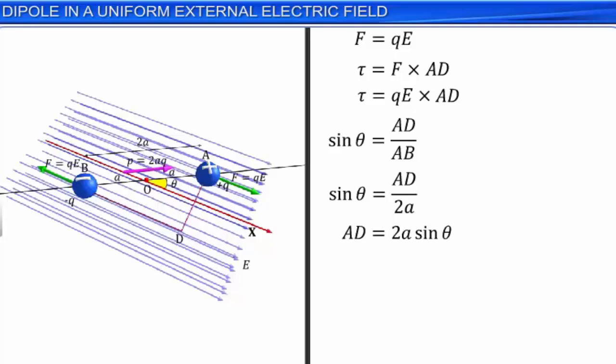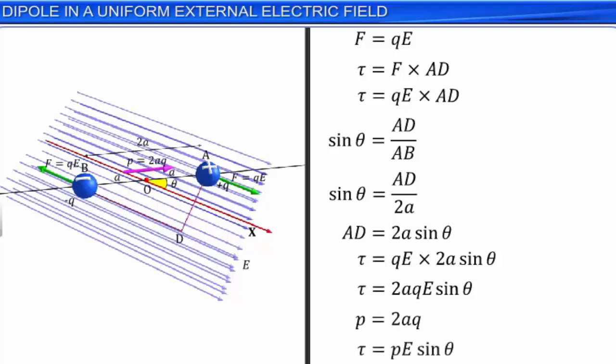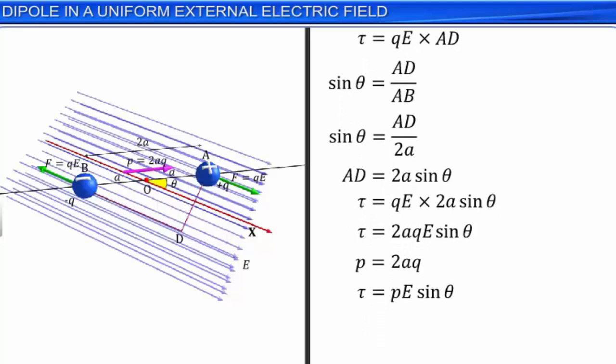Substituting the value of AD in the expression for torque tau, we get tau is equal to qE into 2a sin theta, or tau is equal to 2a qE sin theta. But the dipole moment p is equal to 2aq. Therefore, we have torque tau is equal to pE sin theta. This is the expression for the torque experienced by a dipole when placed in a uniform external electric field. Since pE sin theta is equal to p cross E, we have torque tau is equal to p cross E.